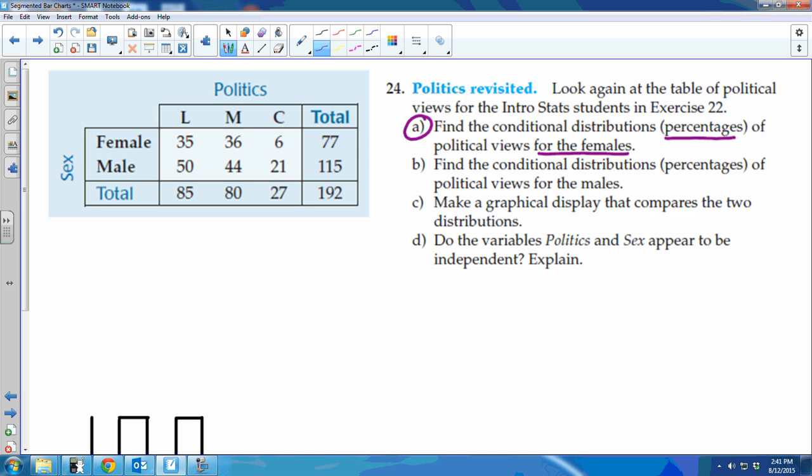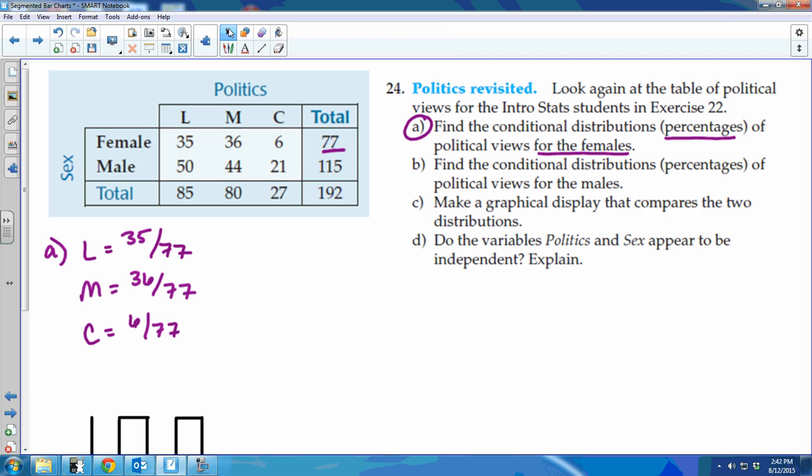I could break that down into 3 different questions: find the percent of liberals for the females, the percent of moderates for the females, and conservatives for the females. On part A, I'm finding all 3 of those percentages because they're also going to end up being our segments for our chart later. We're doing political view for the females, so we take it out of the total 77 females. So 35 divided by 77, 36 divided by 77, and 6 divided by 77.